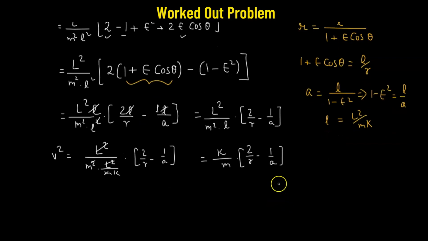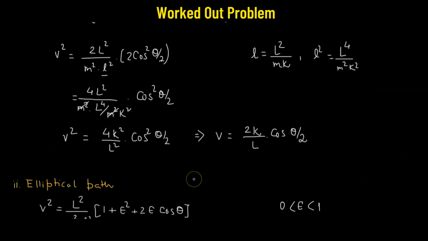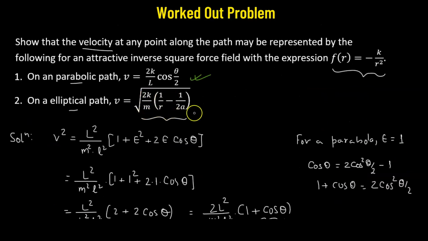And since we have to obtain the expression for only velocity, not v squared, we'll take the square root on both sides. So we have square root of k over m times 2 over r minus 1 over a. Let's check if we've got the right expression or not. Square root of k over m times 2 over r minus 1 over a. So yes, this is what we were asked to show, and we have got exactly this particular expression.